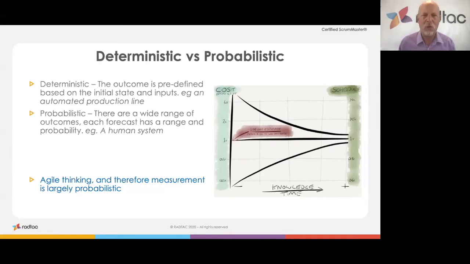So, are all of our measurements probabilistic in Agile? No, some are deterministic. But certainly there is a focus on probabilistic measurement. So an example of that I've got on the right-hand side of this slide is what's called Boehm's cone of uncertainty. Haven't got time to go through this in detail. Boehm, B-O-E-H-M, Boehm's cone of uncertainty. I would suggest have a look at it.